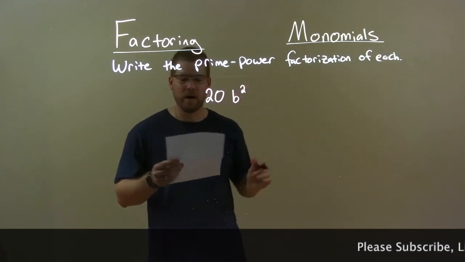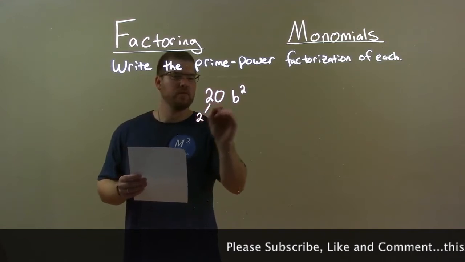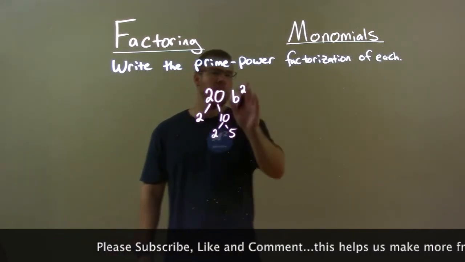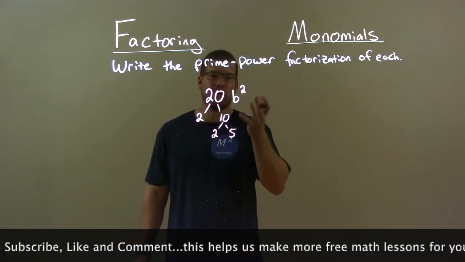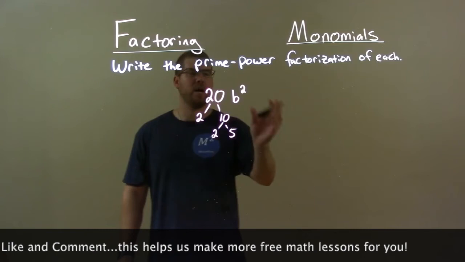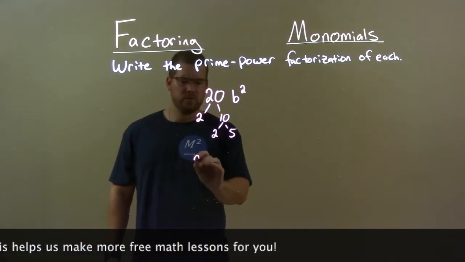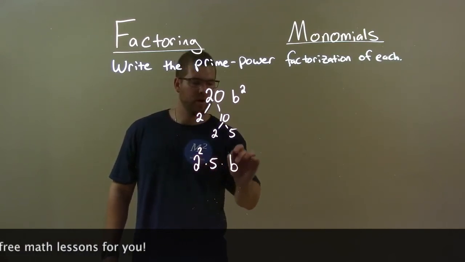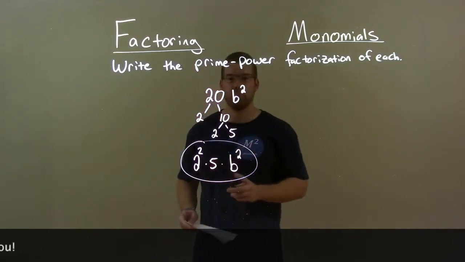20b squared. Okay? Well, 20 breaks down to be, well, that's 2 times 10, and 10 is 2 times 5. B squared, we actually can leave. It's just b squared, so we're kind of done there. That one's already broken down, but to its own exponent, right? So 2 times 2 is 2 squared. 5 is just 5. Bring down the b squared, and our final answer here is 2 squared times 5 times b squared.